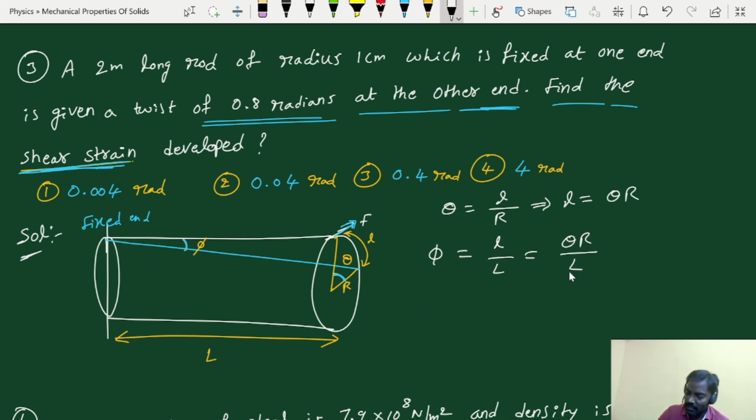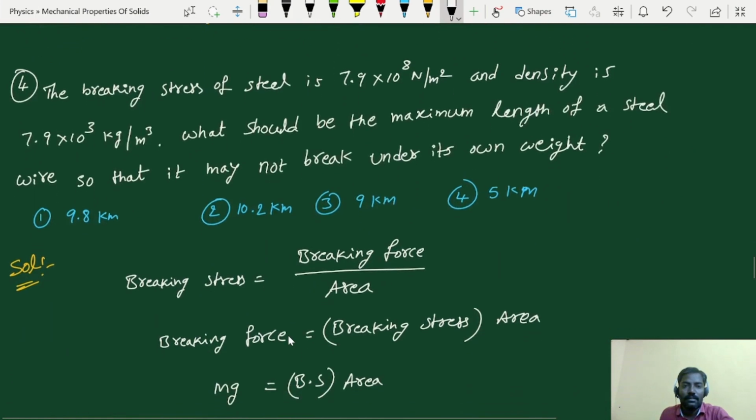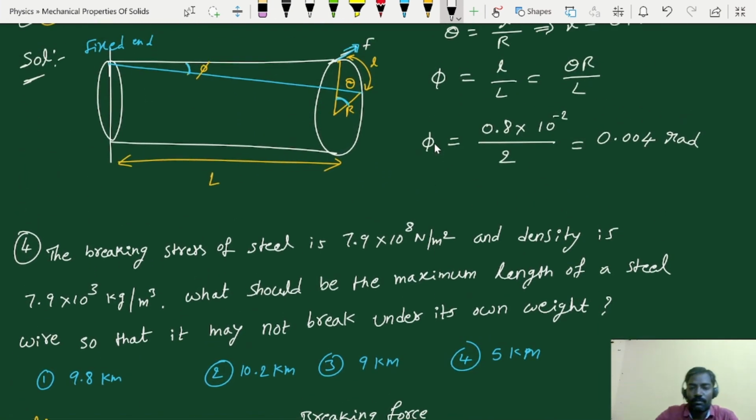L is theta R. So the required angle of shear is equal to theta given as 0.8, radius given as 1 centimeter, that is 10 power minus 2, length given as 2. So that is 0.4 into 10 power minus 2, so that's 0.004 radians, right? So the suitable answer is 0.004 radians. Next, let's move on to the next question. Students, all of you first go through the question and then pause the video, try from your end.